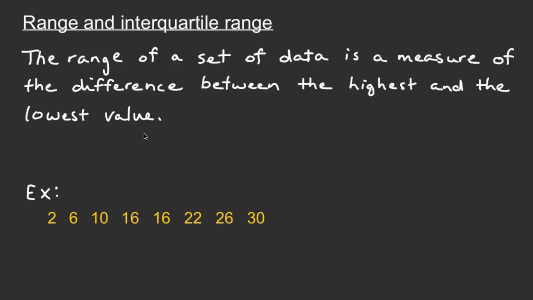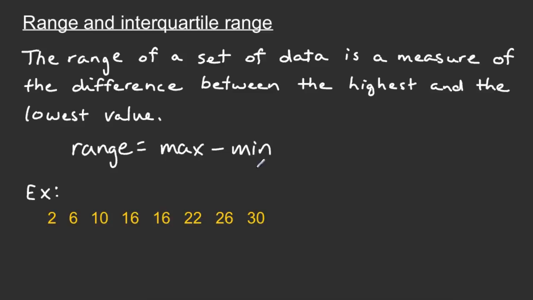In this video, we're going to learn about two further statistical parameters, the range and the interquartile range. The range of a set of data is a measure of the difference between the highest and the lowest value. So we could write that as range equals the maximum value minus the minimum value. It doesn't have a symbol, we just call it the range.